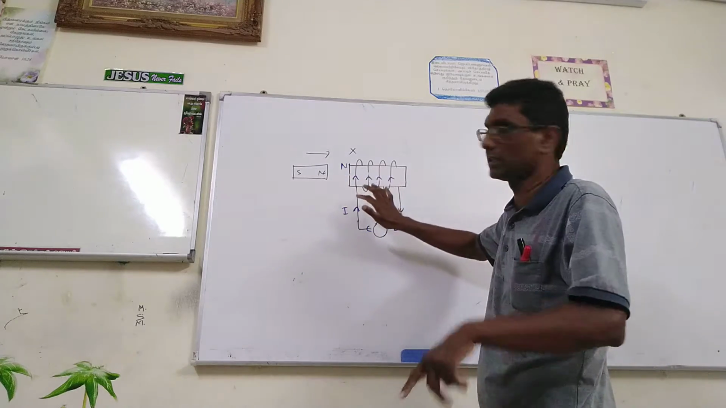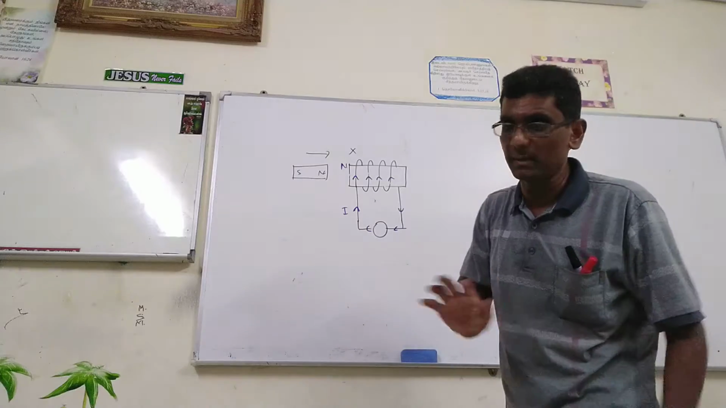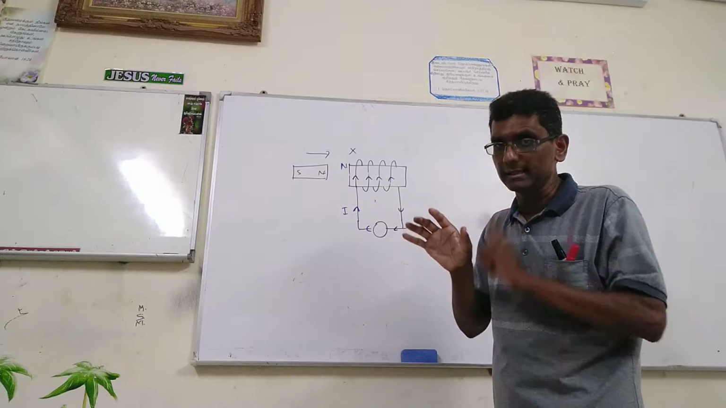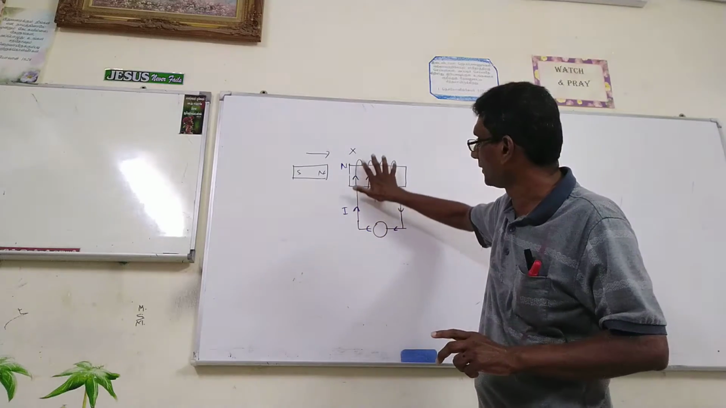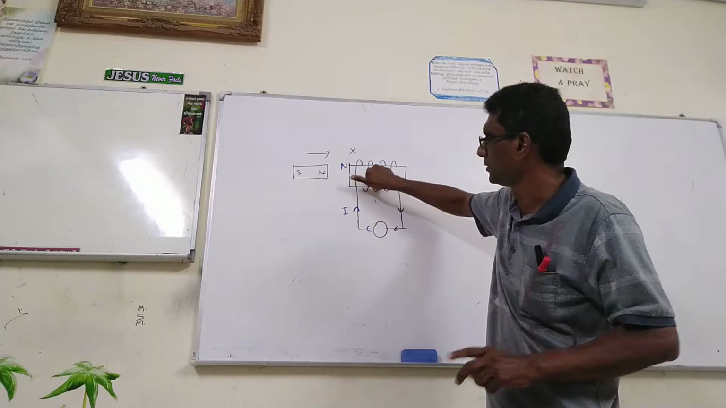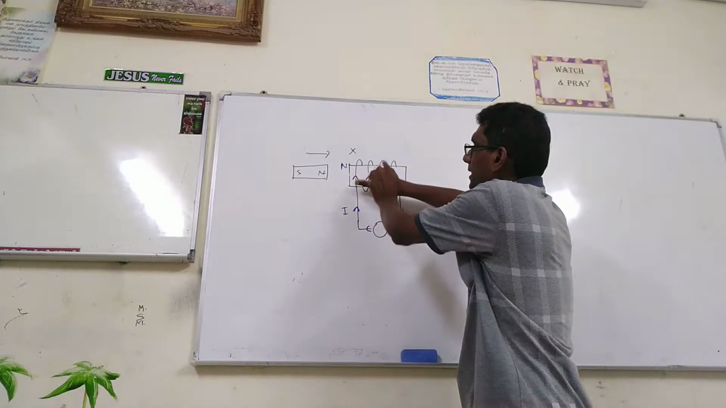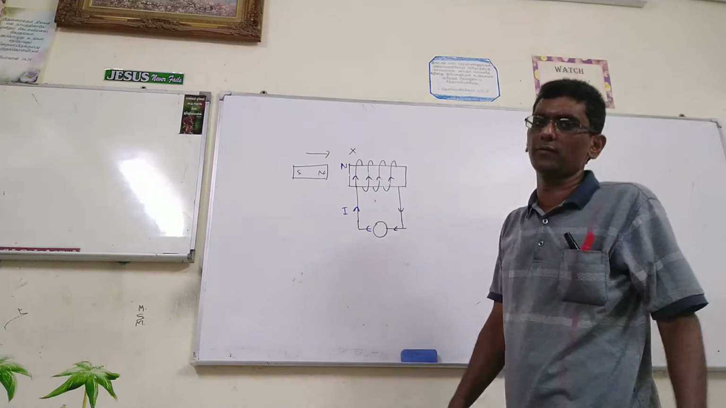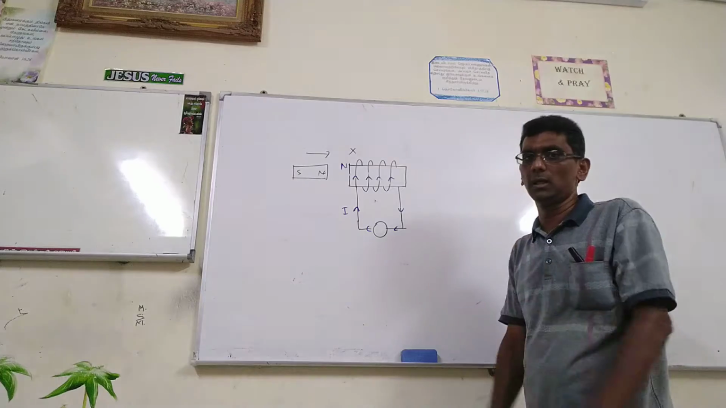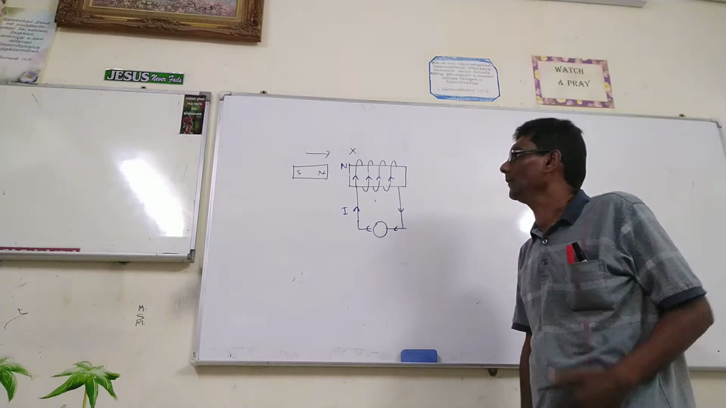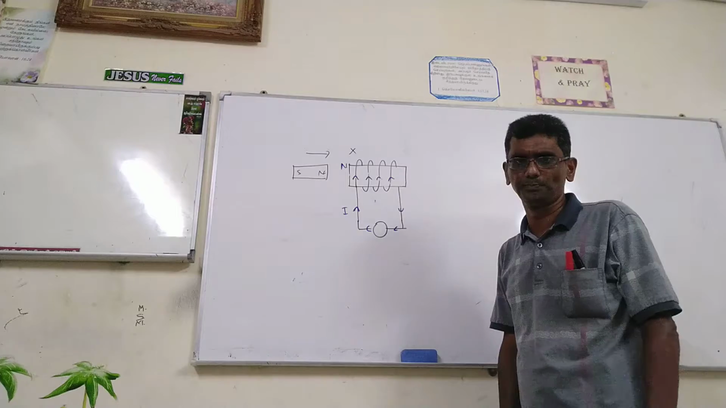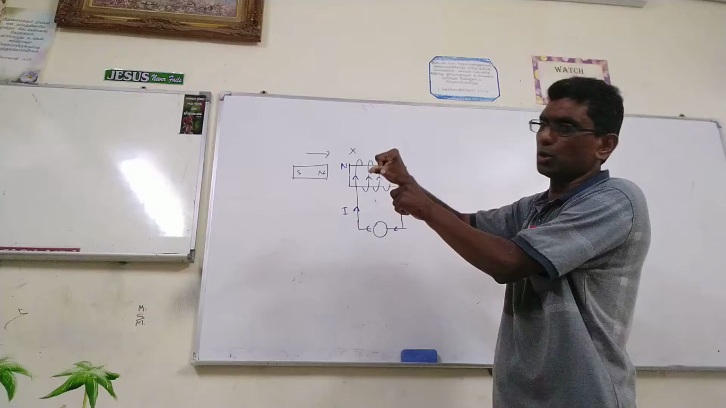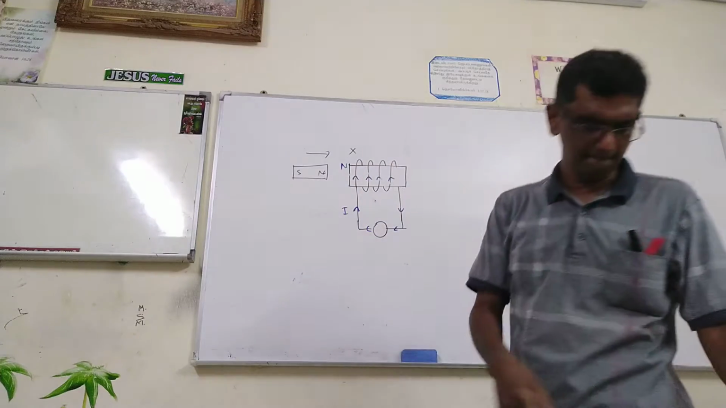Okay, so the current direction uses the right hand grip rule. The fingers show the direction of current and the thumb shows the direction of the north pole. So with four fingers like this, the current goes up and comes down, and the thumb shows the north pole direction. So this is the current direction.